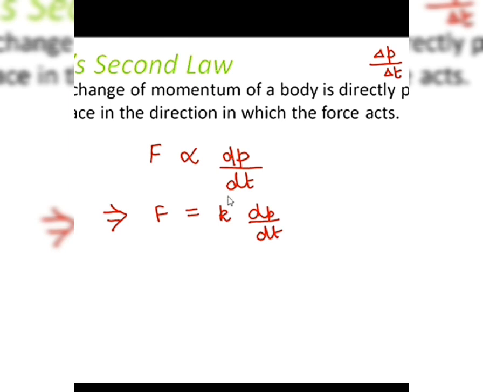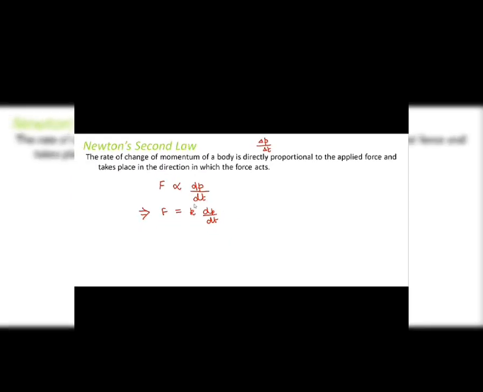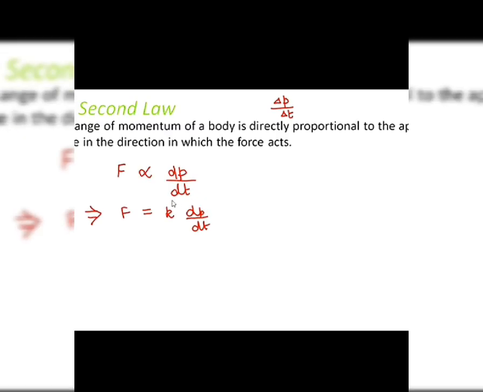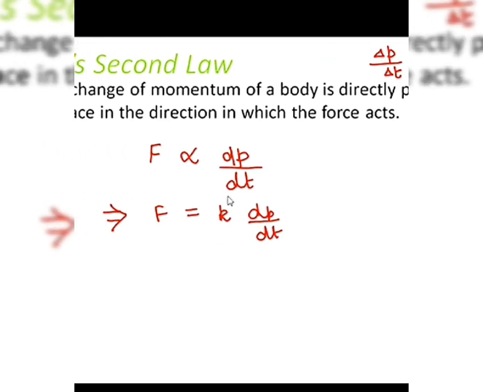It also says that the rate of change of momentum takes place in the direction in which the force acts. In the previous example, the player catching the ball, you saw this thing. The change in momentum and force act along the same direction. Now, since F is directly proportional to the rate of change of momentum, we can convert this proportionality into an equality sign, but for that you have to insert a constant, and that constant is k. The value of k is taken as 1, and therefore force is equal to dp by dt.